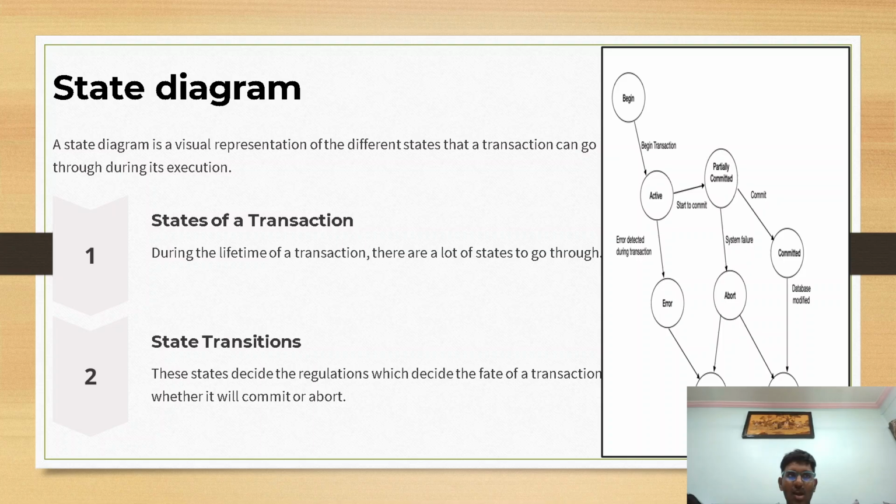Now, the state diagram. A state diagram is a visual representation of the different states that a transaction can go through during its execution. There are a number of states that a transaction can go through. This is how a state diagram looks. These states decide the fate of a transaction, whether it will commit or abort. Commit, as we just discussed, means the changes are permanently stored in the database, and abort means the entire transaction is cancelled.